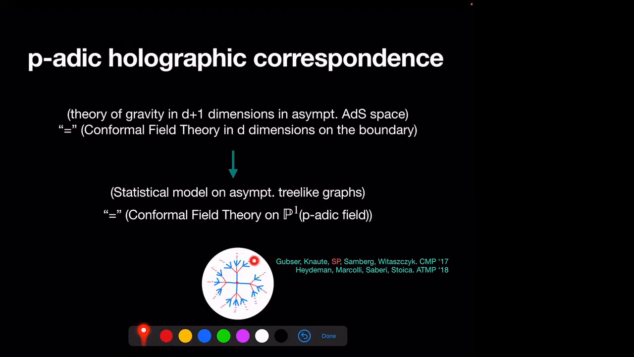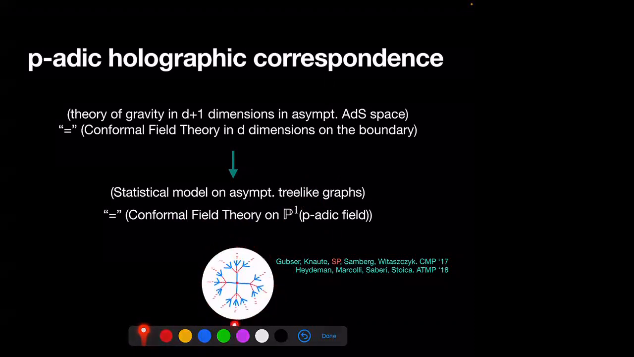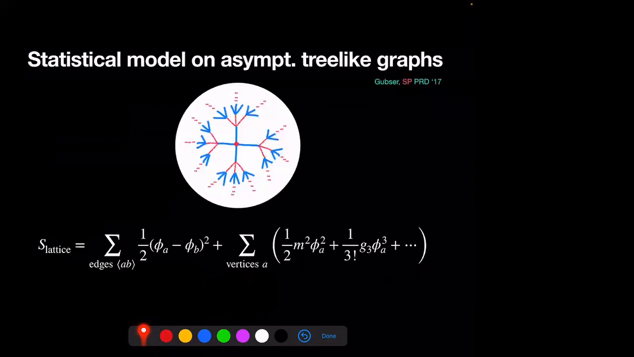So I've tried to show here the same figure, but with a different color scheme. This is again for p equals 3 and goes to infinity. And the boundary is the projective line over the p-Adic numbers. And the bulk space is what we call the tree-like graph, which is asymptotically tree-like. Here it is exactly tree-like, but more generally, there could be complicated structures in the middle, but asymptotically tree-like. And if that is the case, it's good enough.